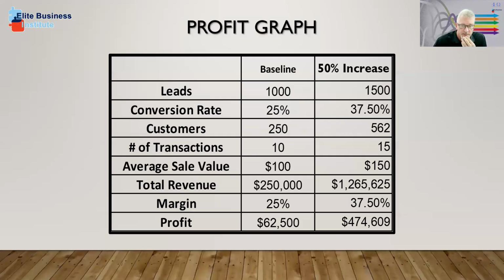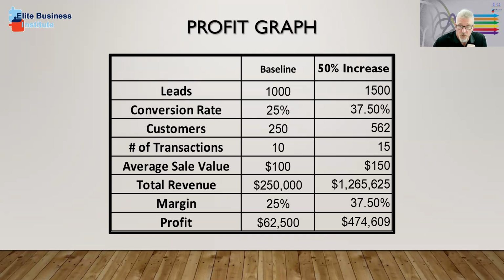Looks like this. At the end of 12 months, if you've started with your initial 10% growth and you've added 1% a week, your leads are now 1,500. Your conversion rate's 37.5. You've now got 562 customers. They each buy 15 things from you. Your average transaction, average sale value has gone up to $150. Your revenue's gone from 250 to 1.2 million. Your margin goes to 37, which means your profit is 474 grand.